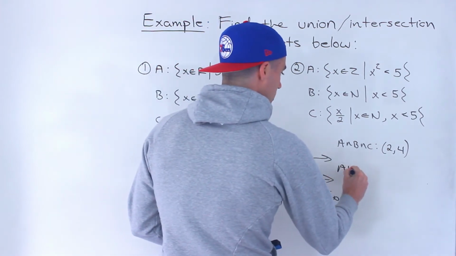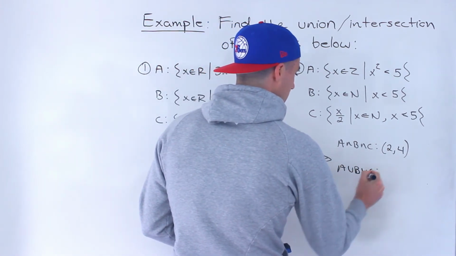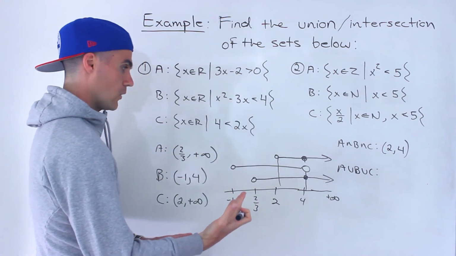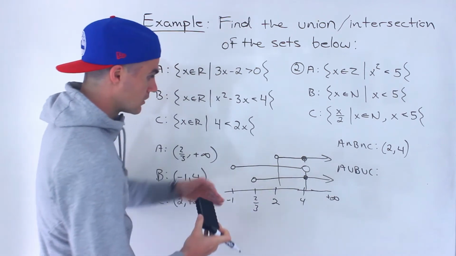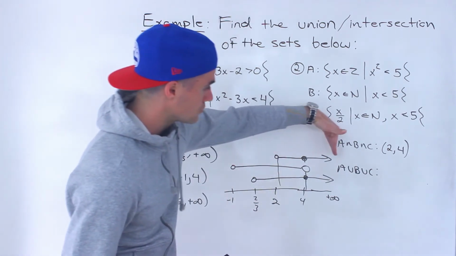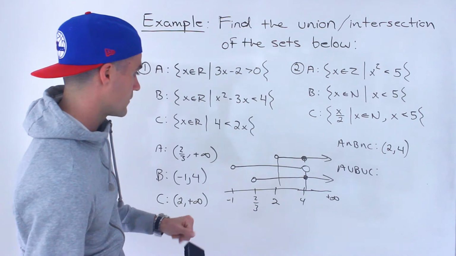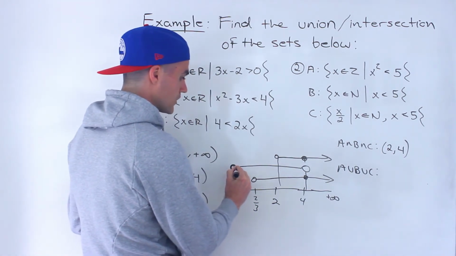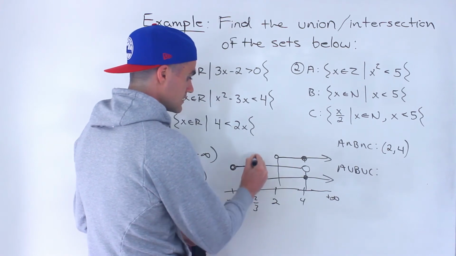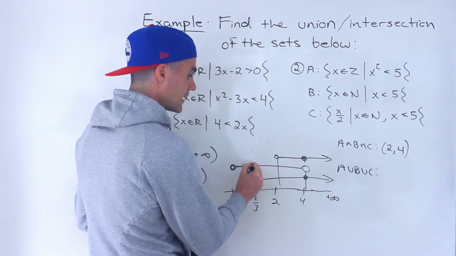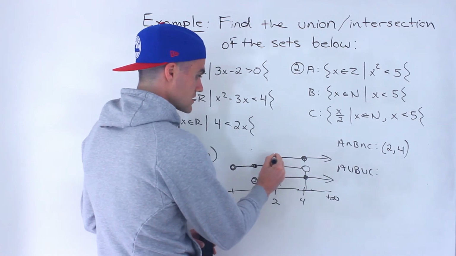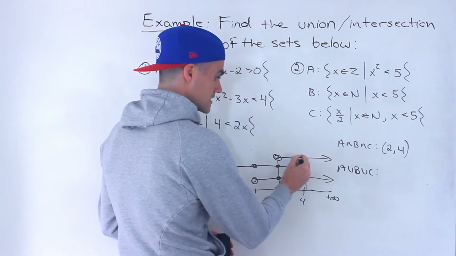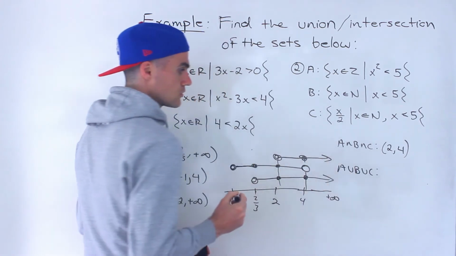And then what's the union between them? What are the elements in A or B or C? It's pretty much going to be all the real numbers from negative 1 to positive infinity. Starting at negative 1, it's not inclusive of negative 1, but if we keep going, 2 over 3 is not in this set or this set, but it is in this set. The 2 is not in this set, but it is in this one and this one. The 4 is not in this one, but it's in this one and this one, and these two go to positive infinity.